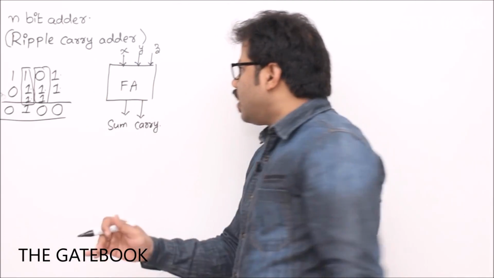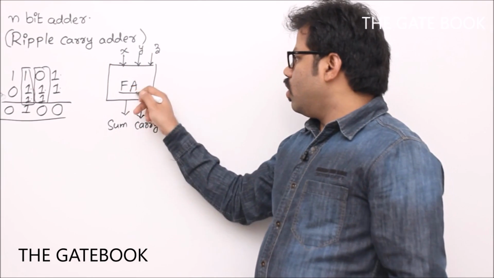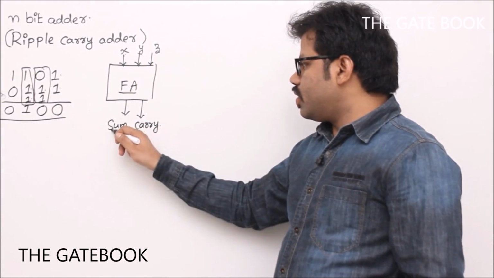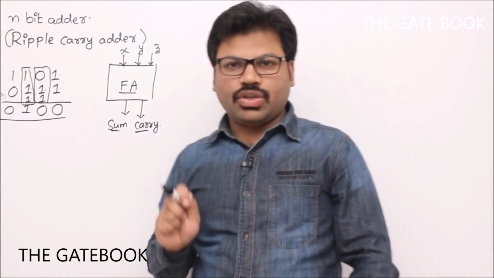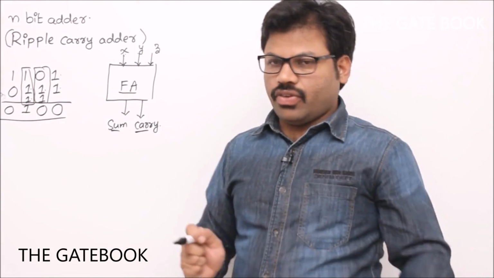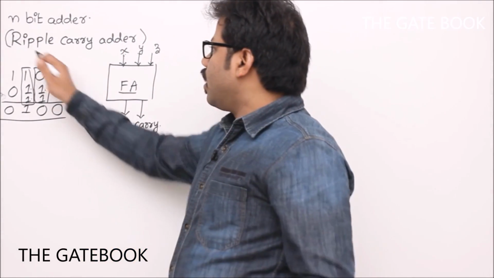Let's do that. Assume that whenever you have 3 bits to add, we have a full adder. So when I apply x, y, z to that full adder, it is going to give sum and carry. Already we have realized that circuit. I am going to use that circuit and I am going to show the logic diagram for this 4-bit adder. First of all, we begin with the ripple carry adder.